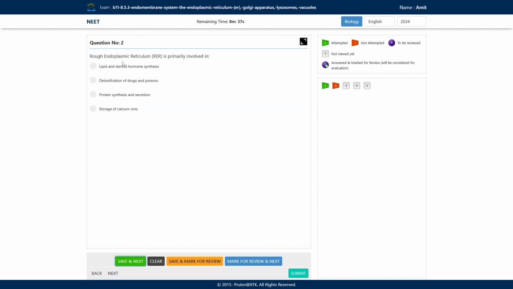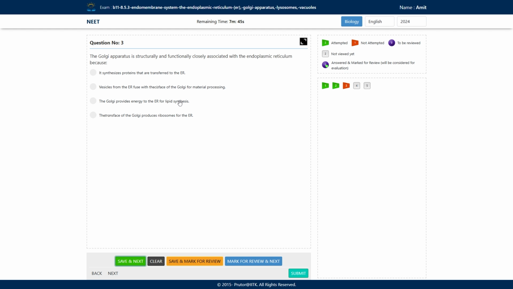Then next, rough endoplasmic reticulum is primarily involved in lipid and steroid hormone synthesis, detoxification of drugs and poison, protein synthesis and secretion, and the last one is storage of calcium ions. What would be the correct answer? See, option number C will be the correct answer. They are involved in protein synthesis and secretion because rough endoplasmic reticulum is associated with ribosomes. Ribosomes are involved in protein synthesis.